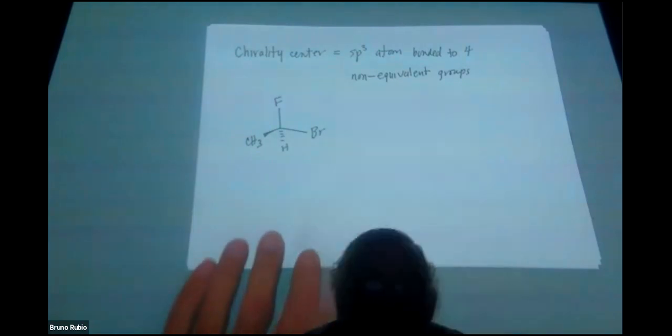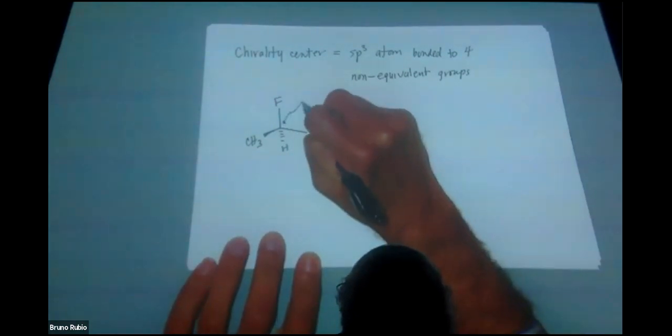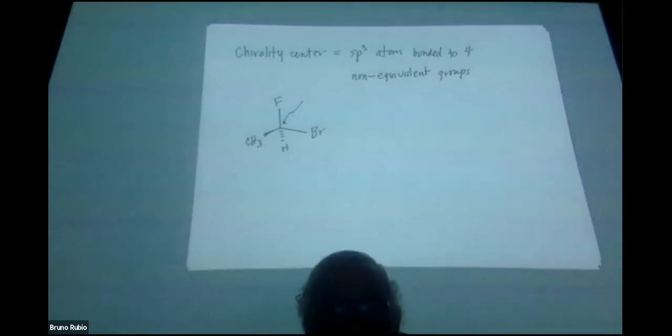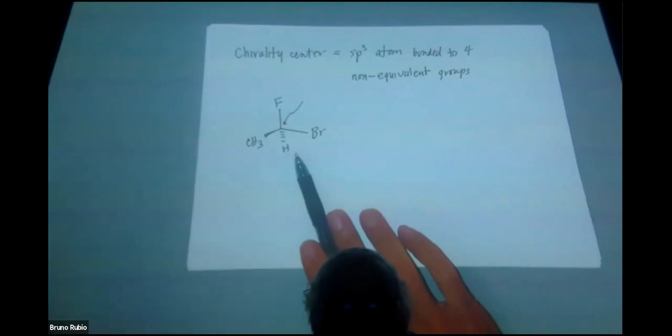Okay, that's a chirality center. This guy right here, he's a chirality center. And now look at this molecule. Is he chiral? He has one and only one chirality center.